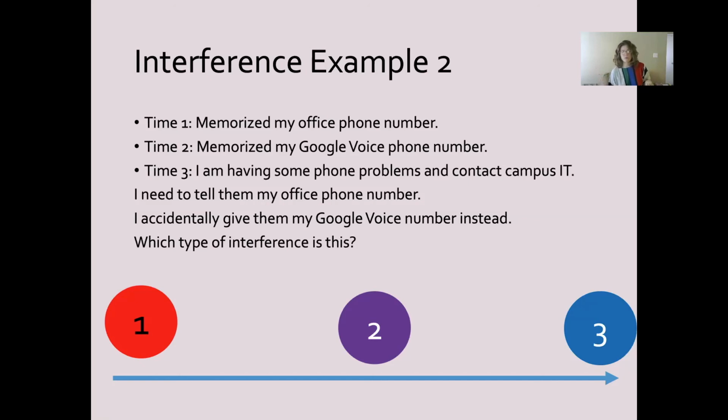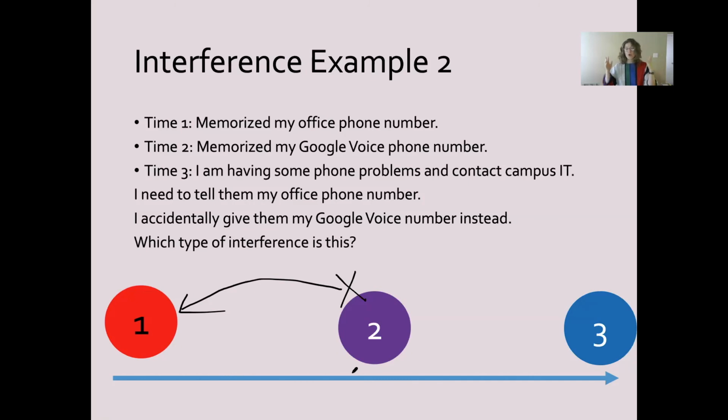When did I learn Google Voice? That was at time 2. So I'm going to put an X on time 2 to show when I learned the interfering information. And what is it interfering with? My office phone number, which I learned before it, which was in the past at time 1. And so which direction is my arrow pointing? If time is moving from left to right, this is going right to left, which means it's moving backward in time. So my Google Voice phone number is moving backward in time to interfere with my retrieval of information I learned before that, which was my office phone number.